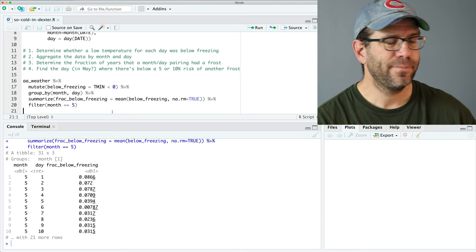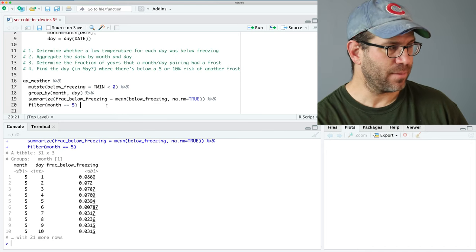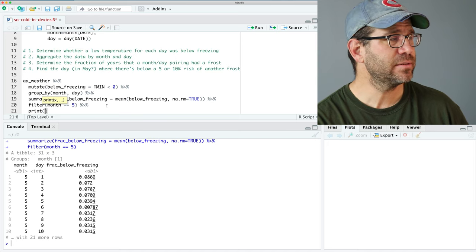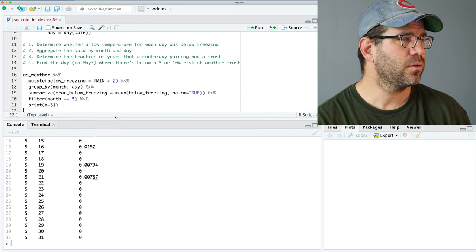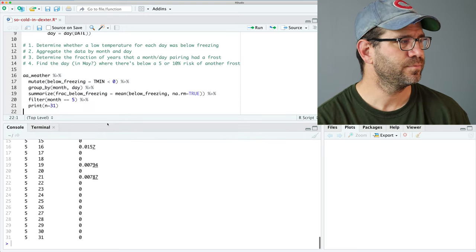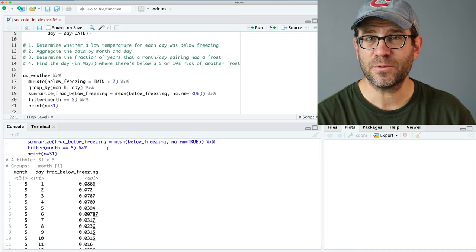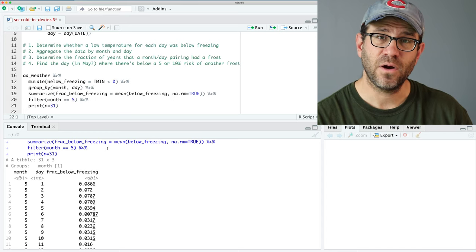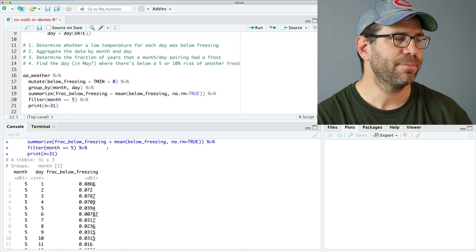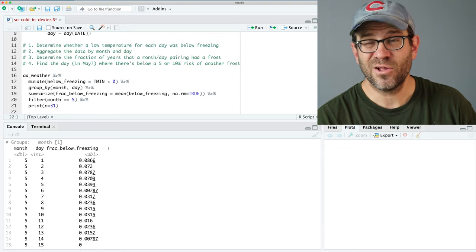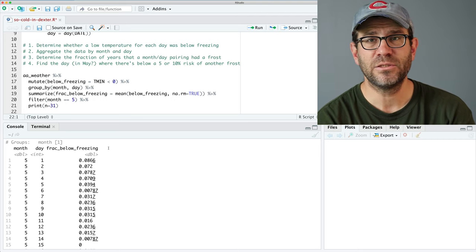Great. Well, May's got 31 days, I think. If I want to see all of the rows for that month, for that data frame, I can say print n equals 31, and it will then output data for all days of the month, right? And we can see that early in the month, so like May 1st, there's about an 8.7% risk of a frost, right? So 8.7% of previous years had a frost on May 1st, right? And so that's close to 10%, right?